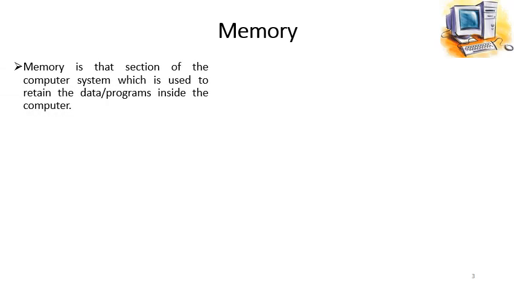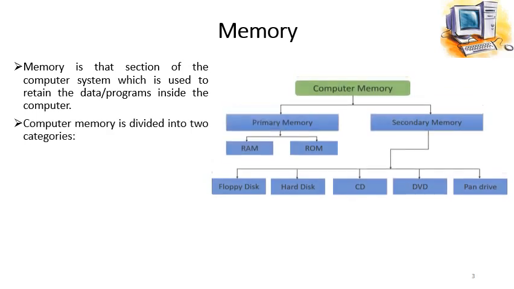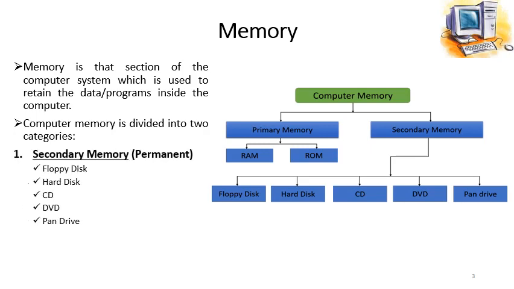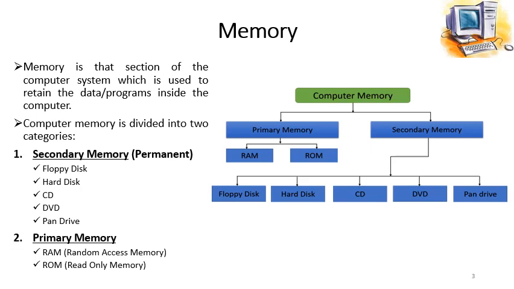Memory is that section of the computer system which is used to retain the data or programs inside the computer. Computer memory is divided into two categories, that is, the first category is secondary memory and the second is primary memory. Here in this diagram we can see that the computer memory is divided into two types, primary memory and secondary memory.